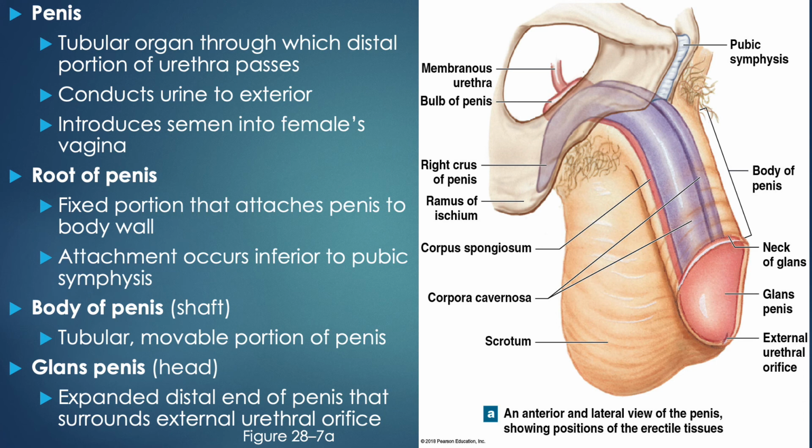The root of the penis is the base of the penis where it's fixed, attached to the body wall, right inferior to the pubic symphysis. The body of the penis is also known as the shaft, and so the body of the penis is the tubular component that is mobile, and the glans penis is the expanded tissue at the head where we have the most distal end of the penis, and this surrounds the external urethral orifice.